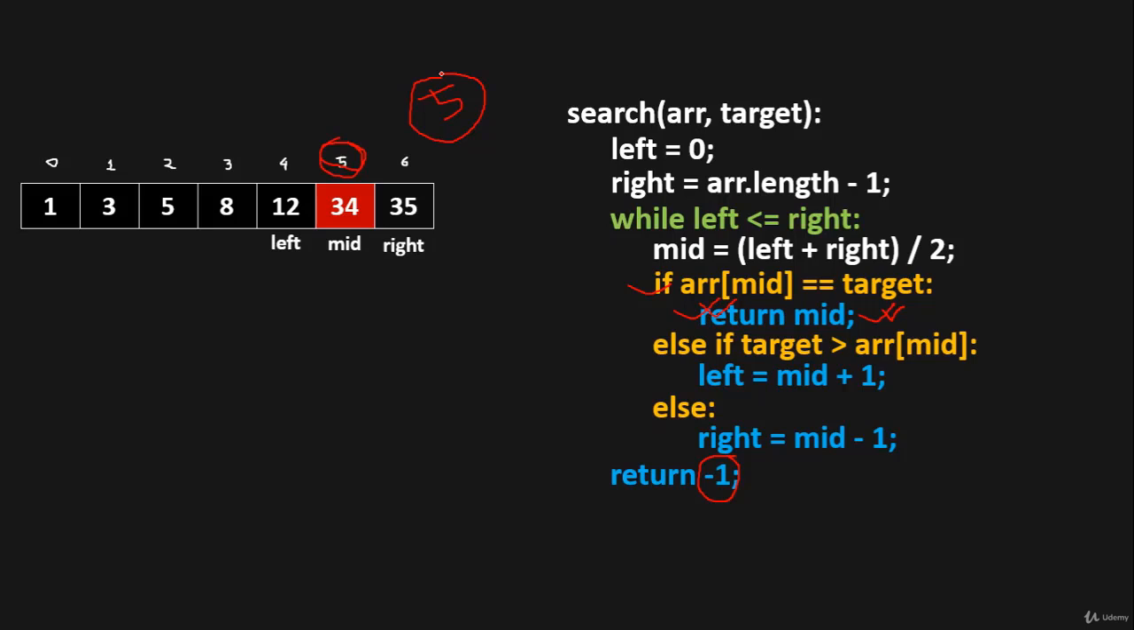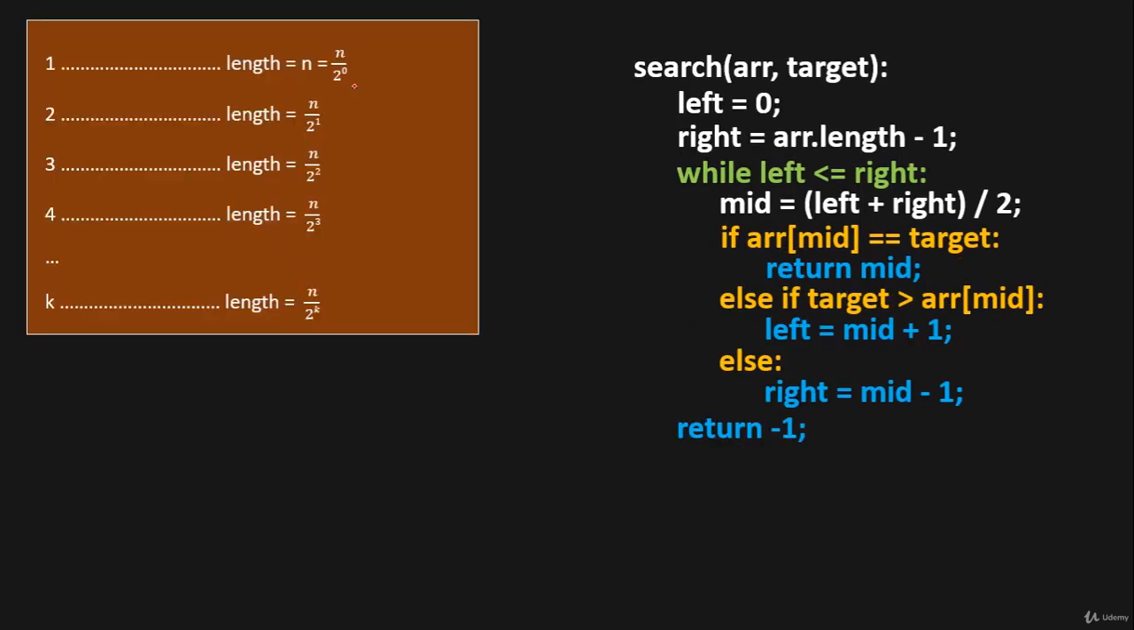Now let's see the time complexity for this problem. For the first iteration, the length of the array is n, where n is the length of the given array. And we can rewrite this as n divided by 2 to the power 0. For the second iteration, the length of the array will be n divided by 2, because each time we're dividing the array into 2 halves. For the third iteration, n divided by 4. Then for the fourth iteration, n divided by 8. We're dividing the given array into 2 halves each time. For the kth iteration, the length will be n divided by 2 to the power k.